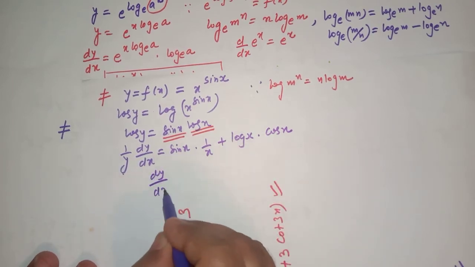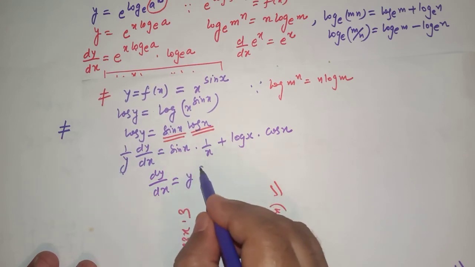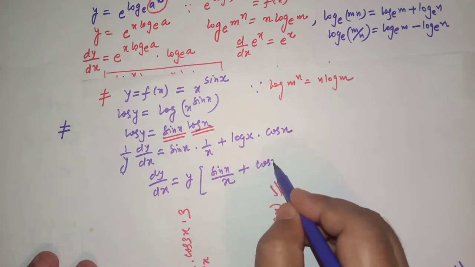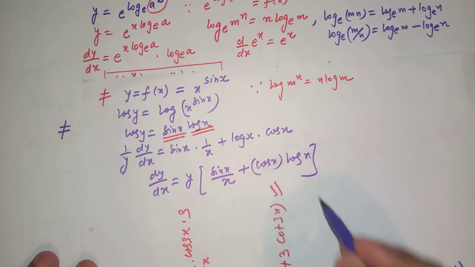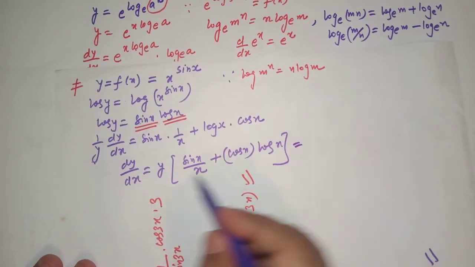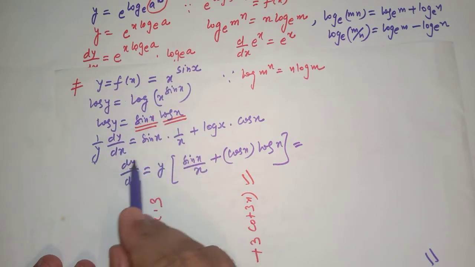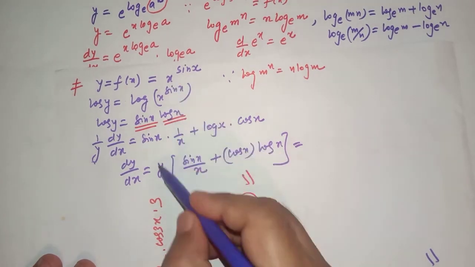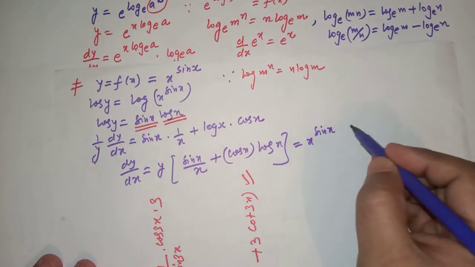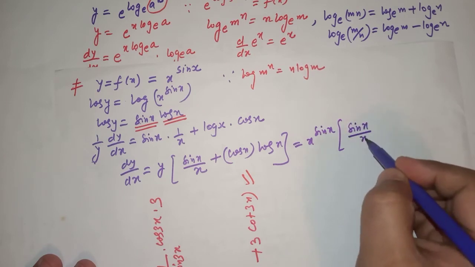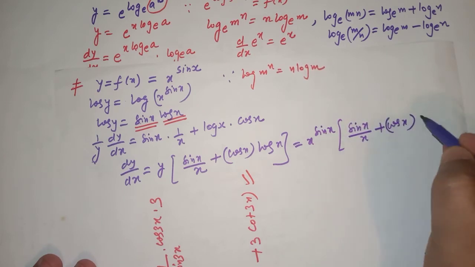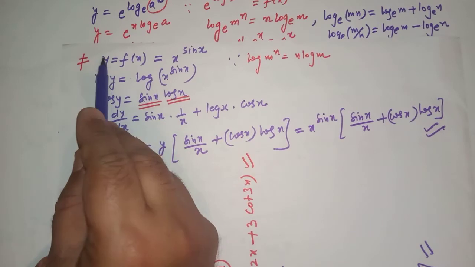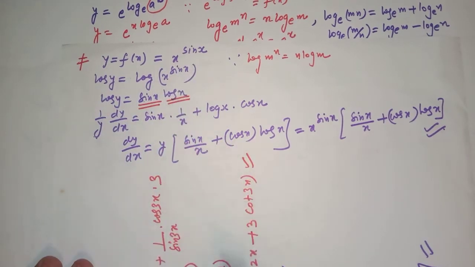Now we'll take this y to this side. So we have dy over dx equal to y times sin x over x plus cos x log x. Clear? Now in the next step we can substitute the value of y, because we have to express this derivative in terms of x only. So we'll substitute the value of y here, that is x raised to sin x, and here we have sin x over x plus cos x log x. So this is the required derivative of y equal to x raised to sin x with respect to x.